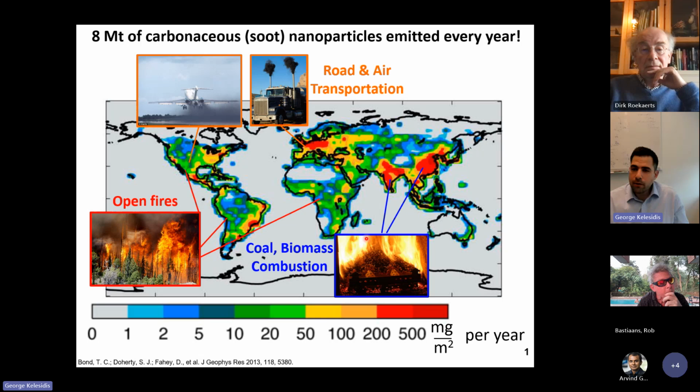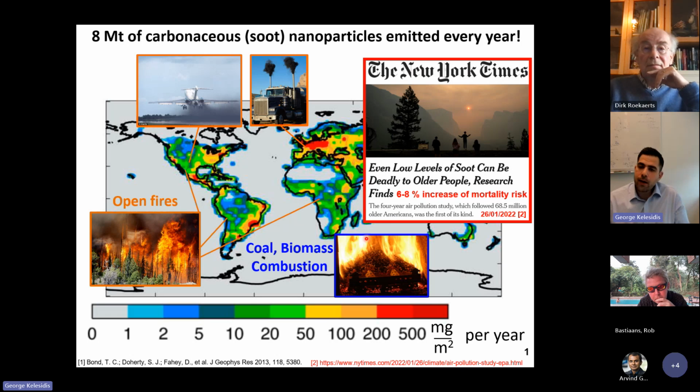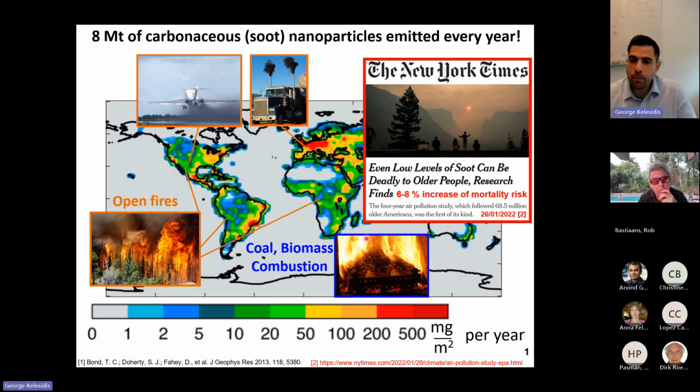Now, soot nanoparticles contribute to global warming as they absorb light strongly. And in addition to their climate effects, they also have a detrimental impact on public health. In fact, a recent study from Harvard University was highlighted by the New York Times as it showed that even small concentrations of soot nanoparticles can increase the mortality risk of elderly people by 6 to 8%.